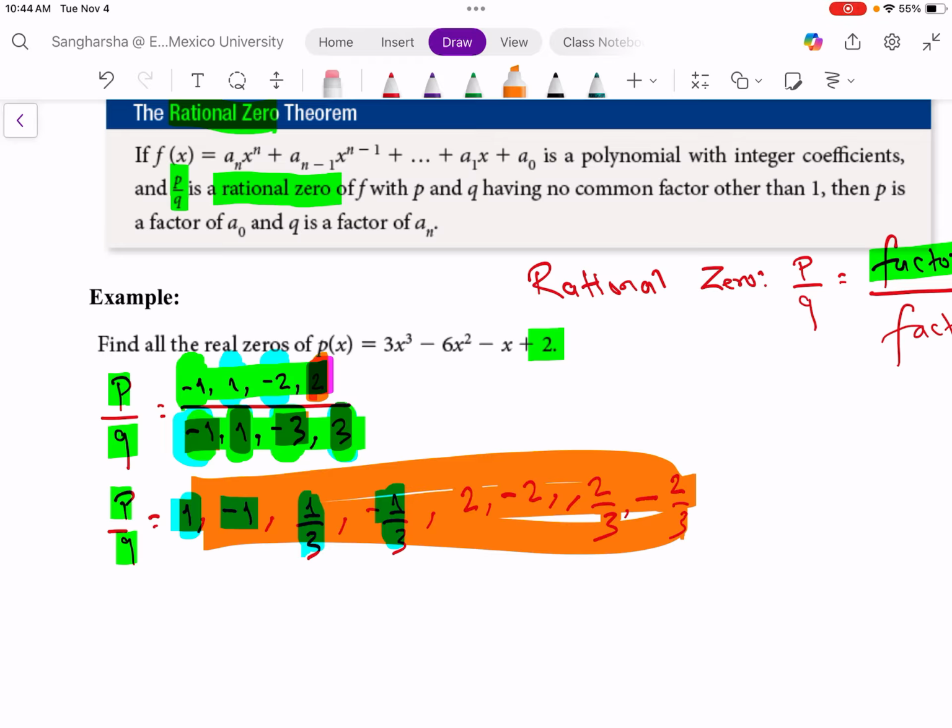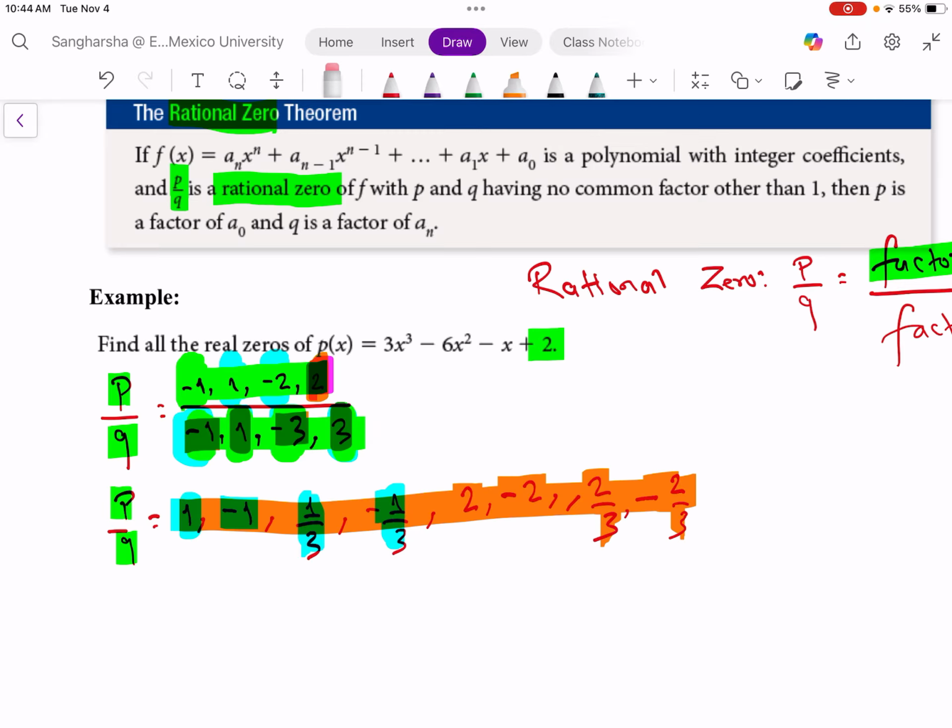So these are the rational zeros. These are not necessarily real zeros. You have to be able to see the difference here. So these are the rational zeros. Now to find a real zero, we have this option.